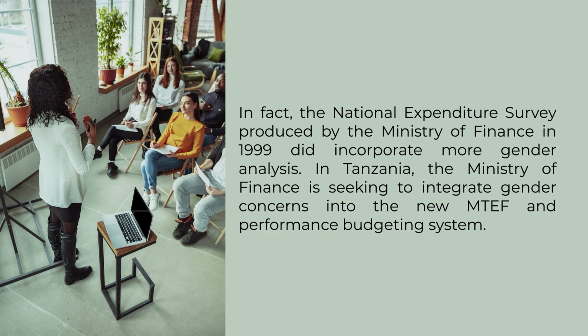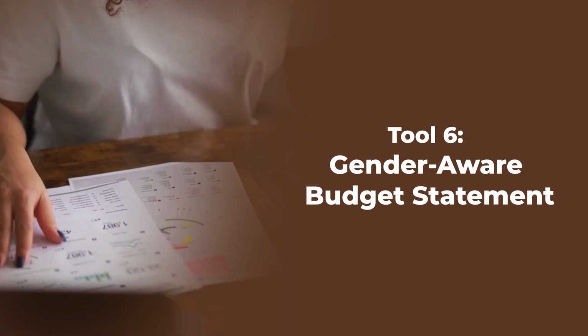In fact, the National Expenditure Survey produced by the Ministry of Finance in 1999 did incorporate more gender analysis. In Tanzania, the Ministry of Finance is seeking to integrate gender concerns into the new medium-term expenditure finance and performance budgeting system. The sixth tool with regard to the implementation of the gender budgeting process is the gender-aware budget statement.